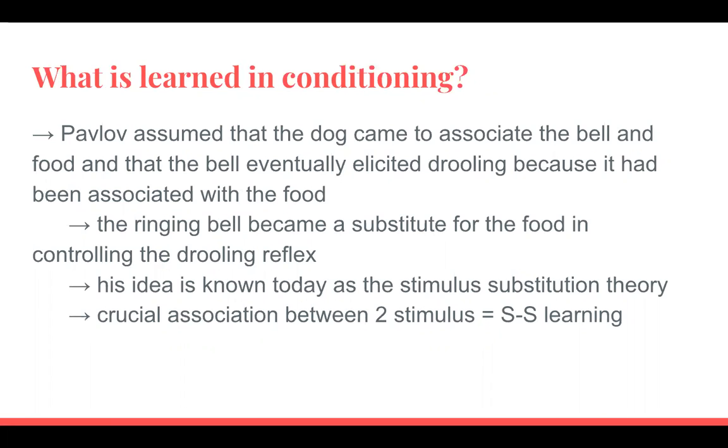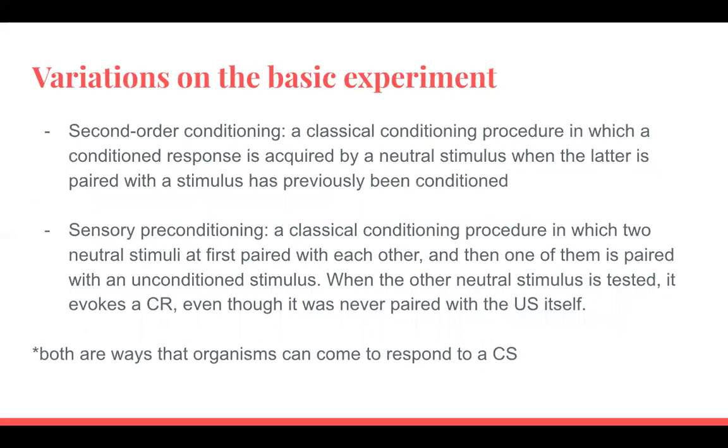Next, we have what is learned in conditioning. Pavlov assumed that the dogs came to associate the bell and the food, and that the bell eventually elicited drooling because it had been associated with the food. The ringing bell became a substitute for the food in controlling the drooling reflex. His idea is known today as the stimulus substitution theory. And then the crucial association between two stimuli is S-to-S learning.